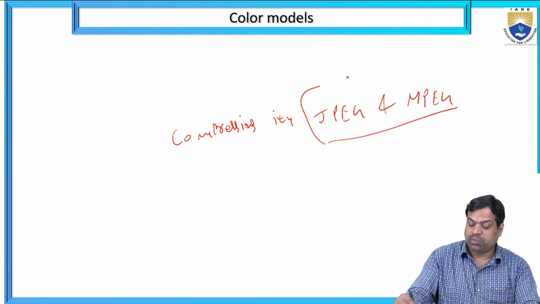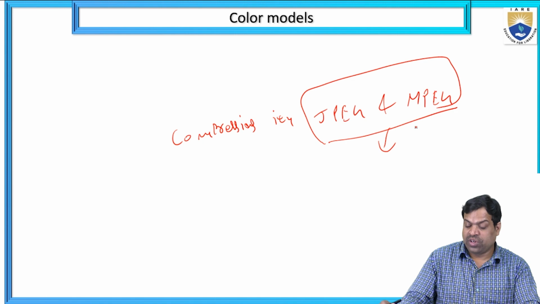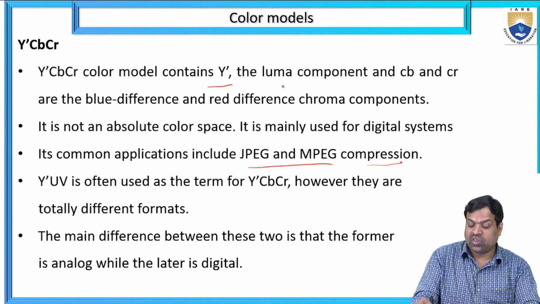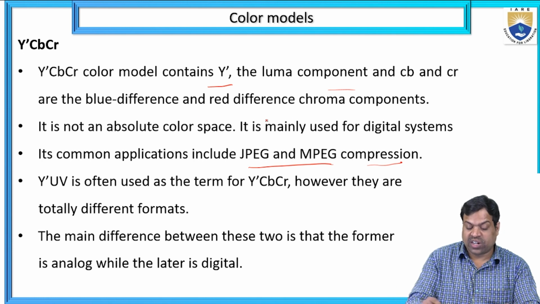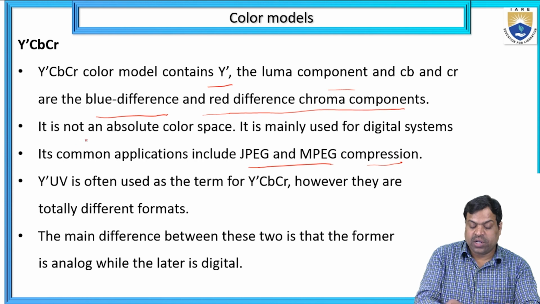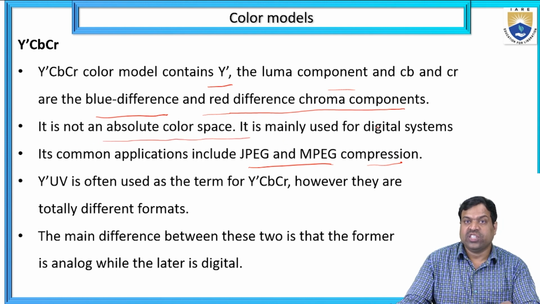For JPEG and MPEG compressions, we are using YCbCr. Here Y is a luma component, and Cb and Cr are the blue-difference and red-difference chroma components. It is not an absolute color space, but it is mainly used in digital systems. The common applications include JPEG and MPEG compressions. YUV is often used as a term for YCbCr. However, they are totally different formats.